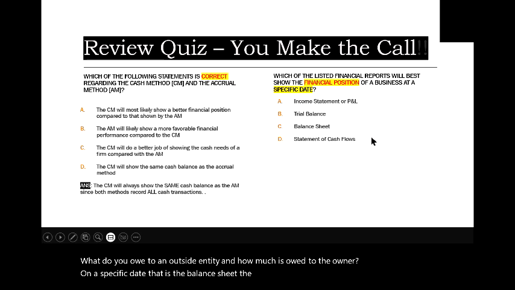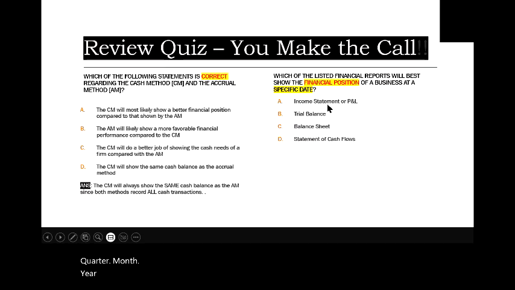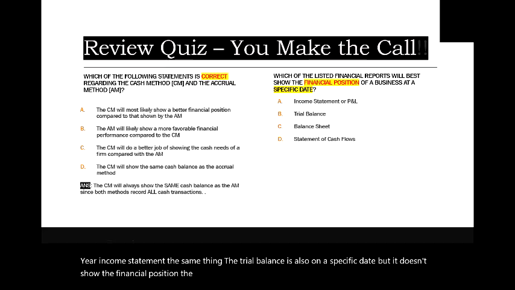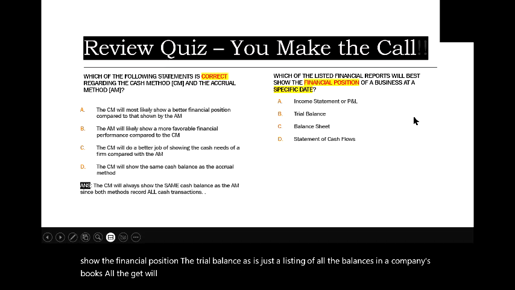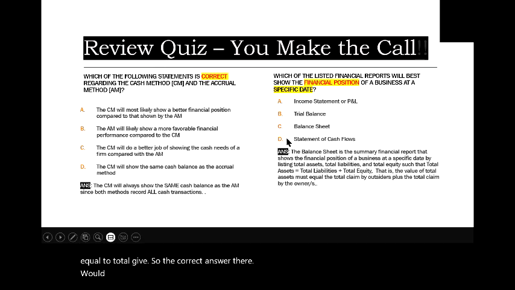The statement of cash flow is over a period, quarter, month, year. Income statement, the same thing. The trial balance is also on a specific date, but it doesn't show the financial position. The trial balance, as you know, is just a listing of all the balances in a company's books. All the get will be debits, all the give will be credits, and total get should be equal to total give. So the correct answer there would be the balance sheet.